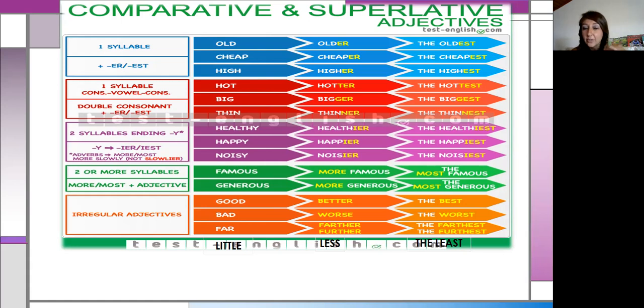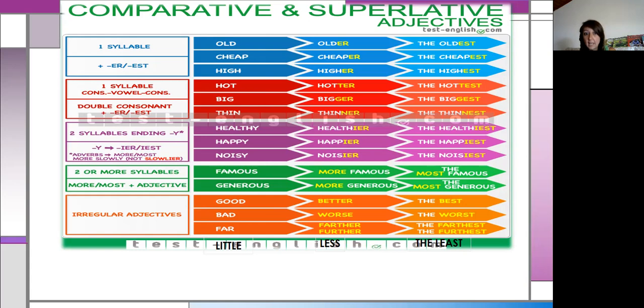And rule 3, two-syllable adjectives ending in Y. To form the comparative, we remove the Y and add IER to the end of the adjective. To form the superlative, we remove the Y and add IEST to the end of the adjective. Okay.